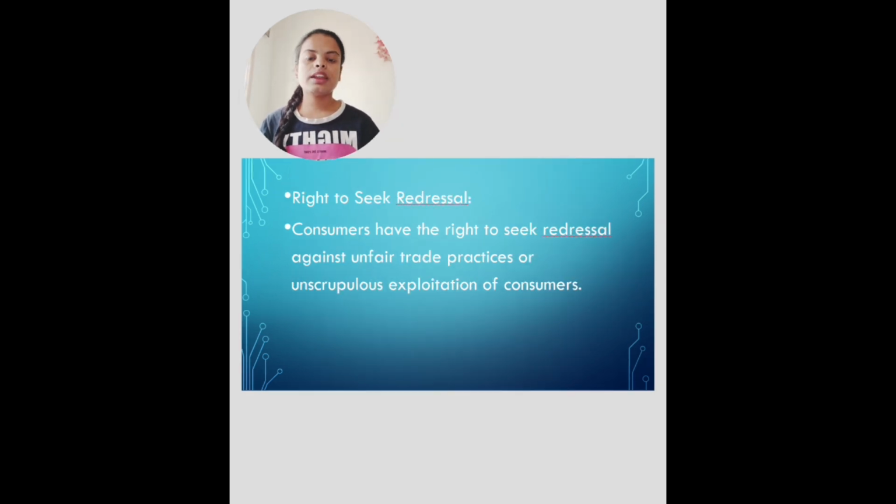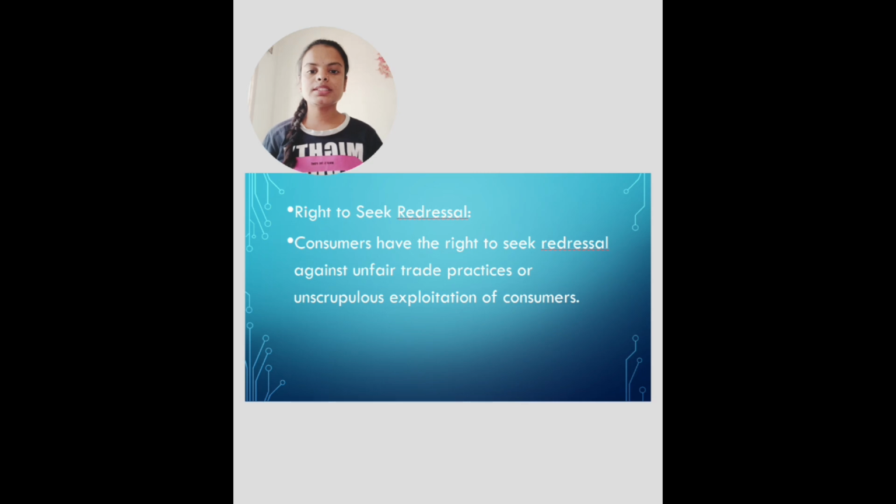Right to seek redressal. Consumers have a right to seek redressal against unfair trade practices or exploitation of consumers. So this is the right to seek redressal.